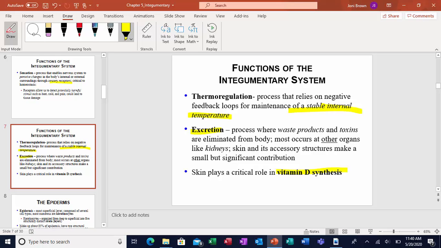It also helps make vitamin D. All you've got to do is go in the sun and make some vitamin D. And vitamin D is crucial for your bone development, for your muscles, and it's anti-inflammatory. So vitamin D is very important.